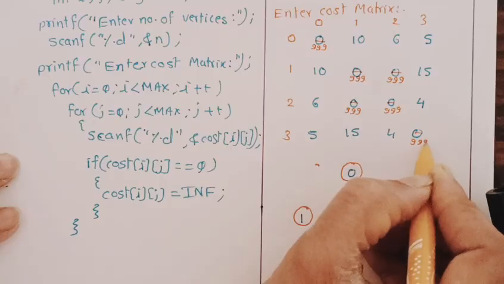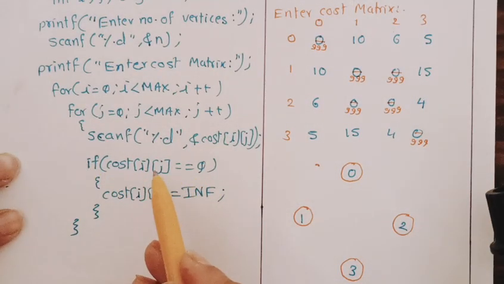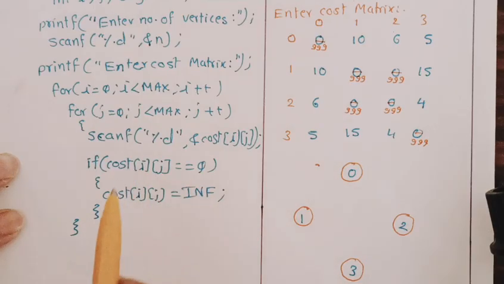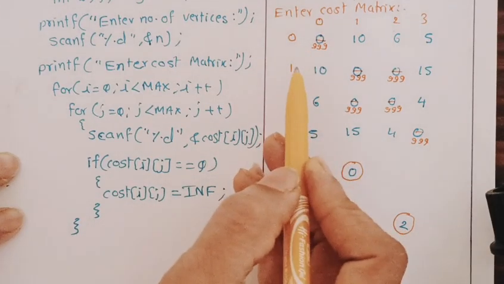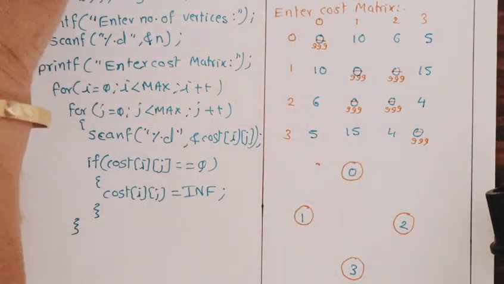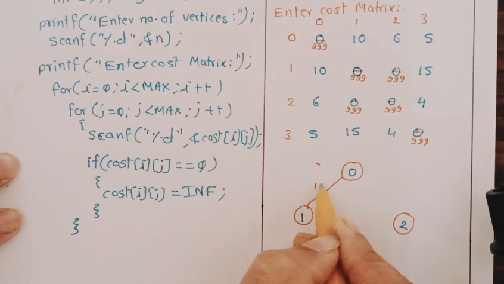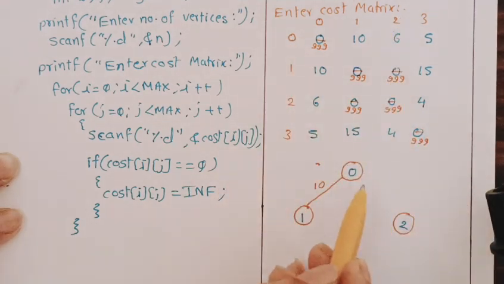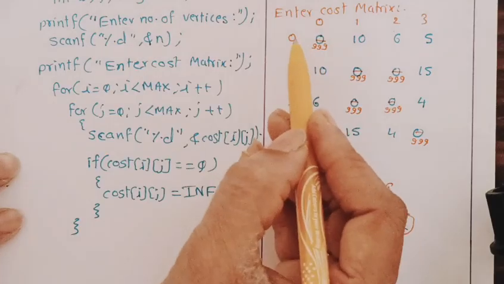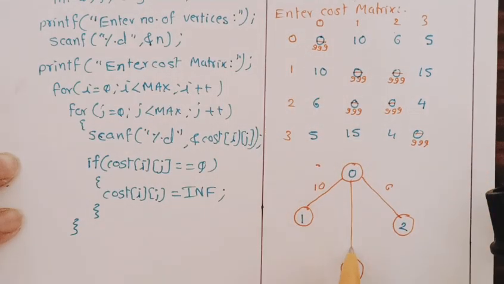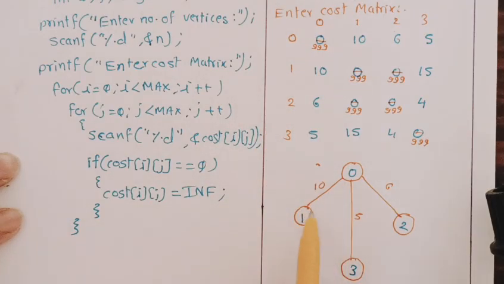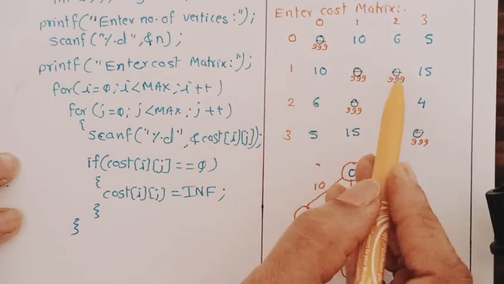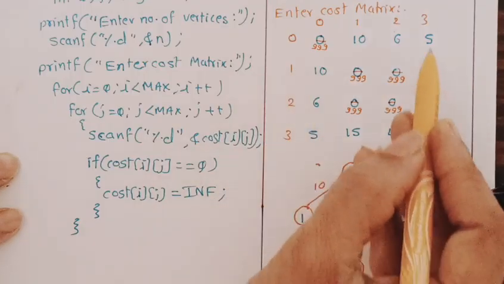Everywhere you have to find out. See here, if cost of ij double equal to 0, then cost of ij equal to INF. INF value is 999. So wherever 0 is there, we have to put 999. Next, 0 to 1, how much cost is there? 0 to 1, 10. Next 0 to 2, 6. 0 to 3, 5. Next 1 to 0, 10 already there, 1 to 1 is not there, 1 to 2 is also no edge, 1 to 3, 15.